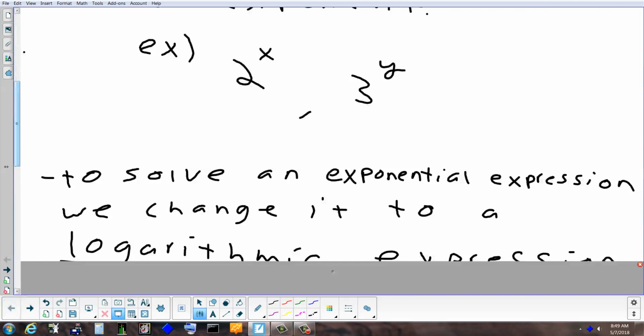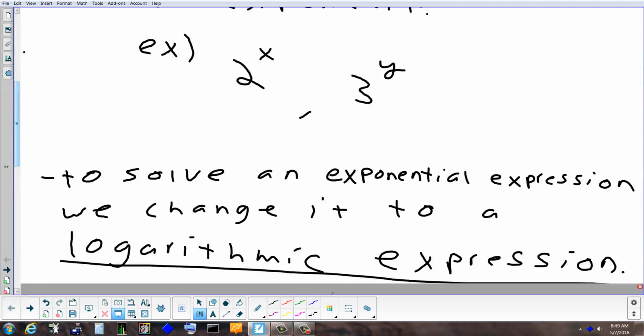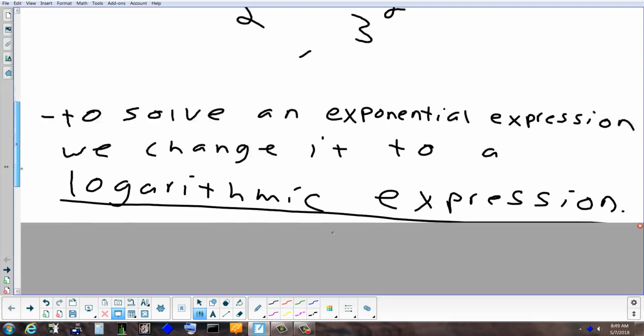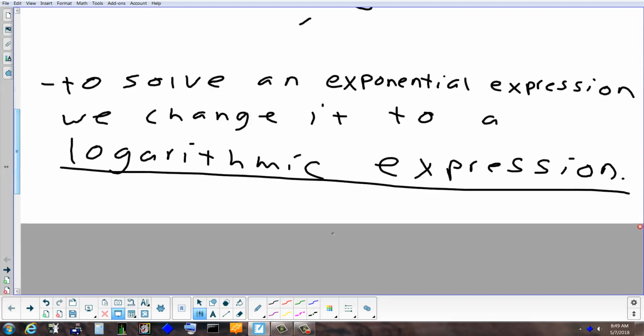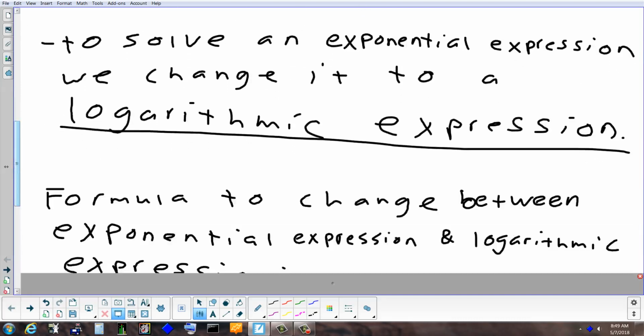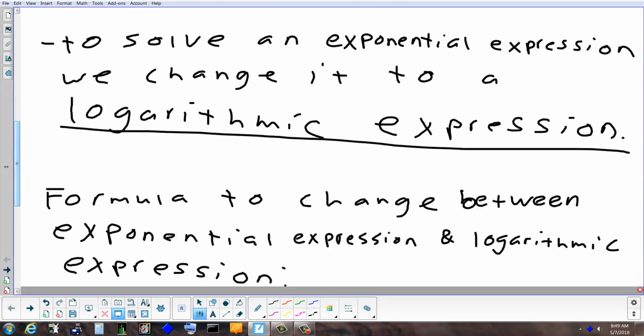So the way you can solve an exponential expression is to change it to a logarithmic expression. So we're going to practice changing back and forth between the two. I call them exponential form and log form. And I'll show you the formula right now. When you have something in log form, or we put it in exponential form, there's basically 3 things in the equation, no matter which way you write it.